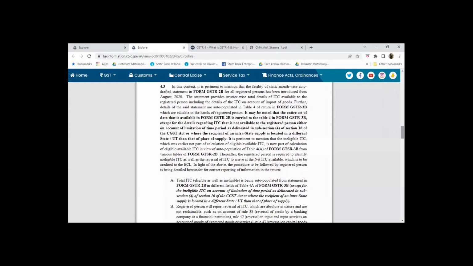Form GSTR 2B is a static statement. It is a month-wise auto-drafted statement for all registered persons, which is introduced from August 2020. It provides invoice-wise details of ITC available to registered person, including details of ITC on account of import of goods. The details of Form GSTR 2B will get auto-populated in Table 4 of GSTR 3B, and it is editable in the hands of the registered person.